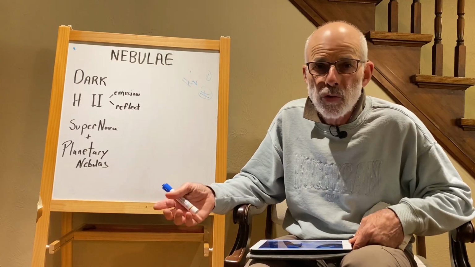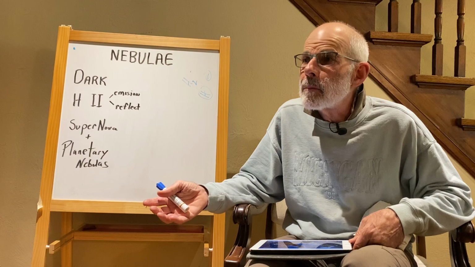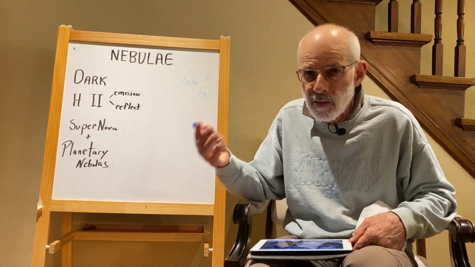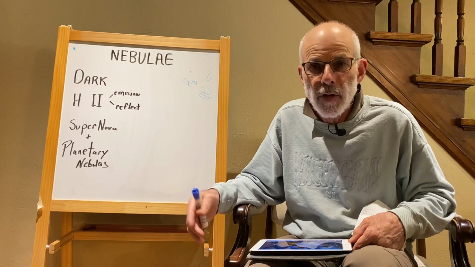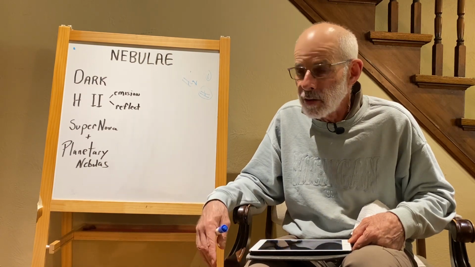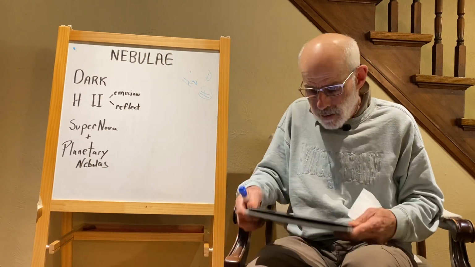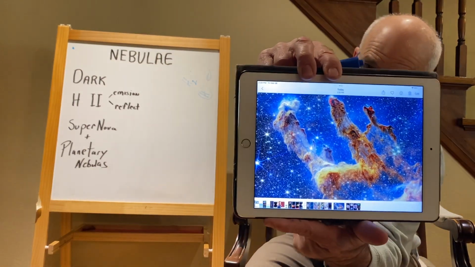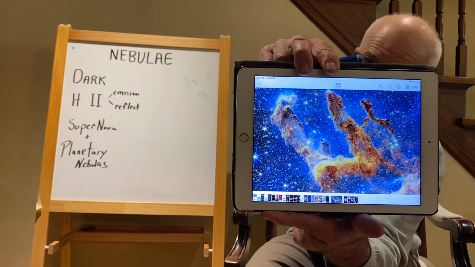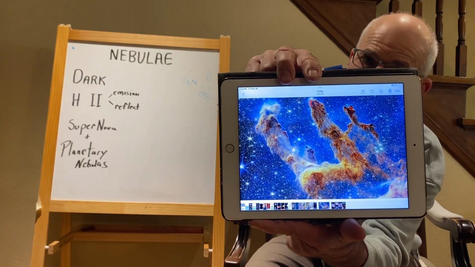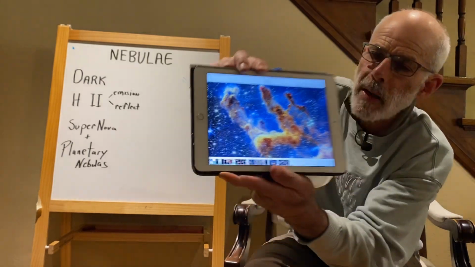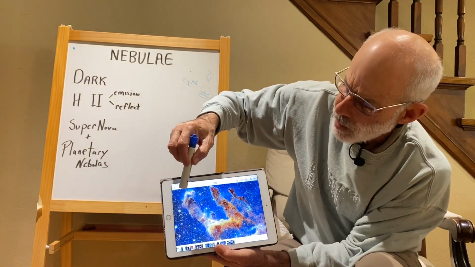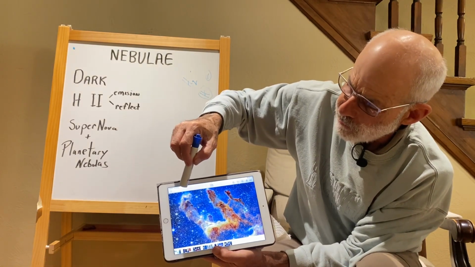Of course, H2 nebula mean star-forming areas because the dark nebula have conglomerated into stars, and the stars are lighting up. So H2 areas are star-forming areas. Of course, one of the most famous H2 areas are the Pillars of Creation. This is one taken by the James Webb telescope. So you see there's very bright stars that have formed up here.